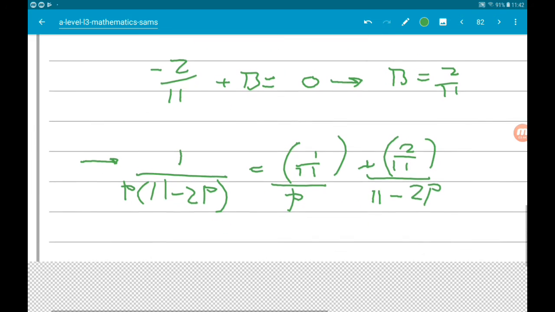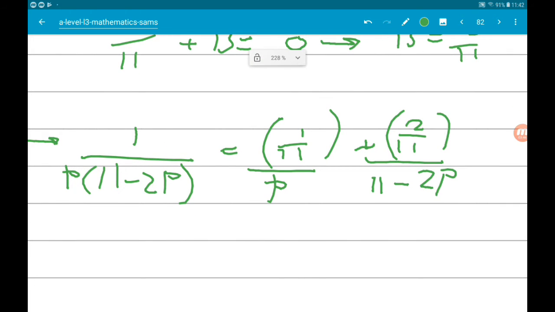Now that doesn't look very neat. So if you have a fraction up on top, that just means that fraction is multiplying the overall fraction. So we can write this as 1 over 11p add 2 over 11 times 11 minus 2p.